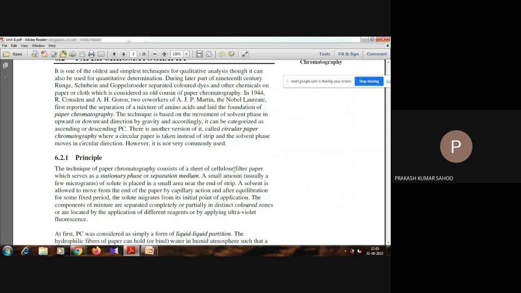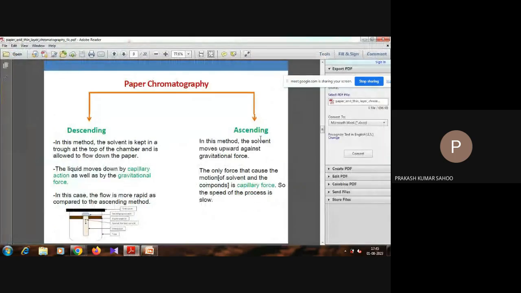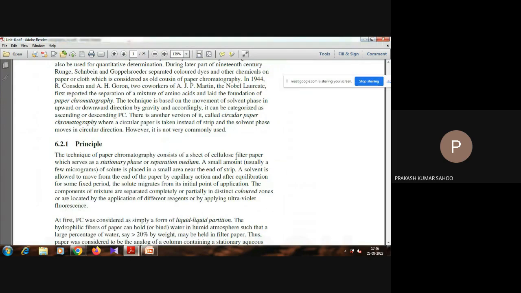The technique is based on the movement of the solvent phase in an upward or downward direction. If it is upward, this is the ascending type. If it is downward, this is the descending type. We will have the description in a later part. Another type of paper chromatography is circular paper chromatography, where the paper is cut like a circle, and by using this circular paper we have the chromatogram.